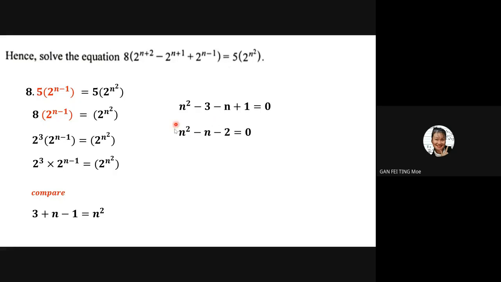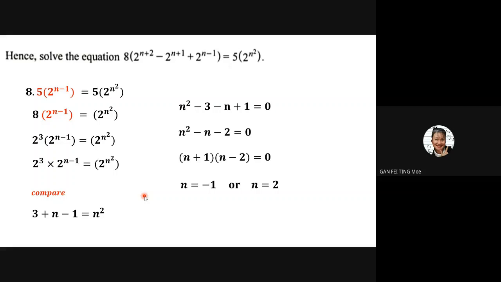Then from here, this is your quadratic equation. What can you do with your quadratic equation is that you factorize. Senang sahaja. Get your calculator and factorize this. Once this is factorized, what can you get? Okay, your n will be negative 1 or your n will be 2. Itu sahaja for your answer.